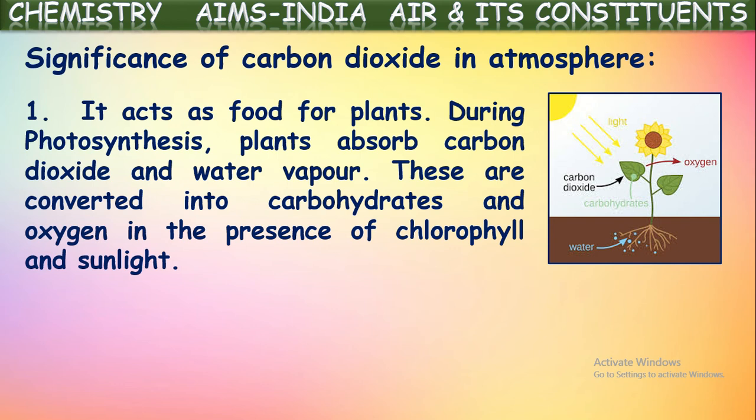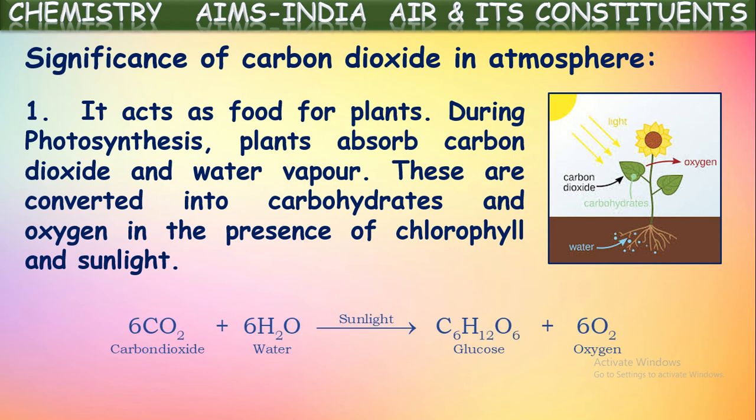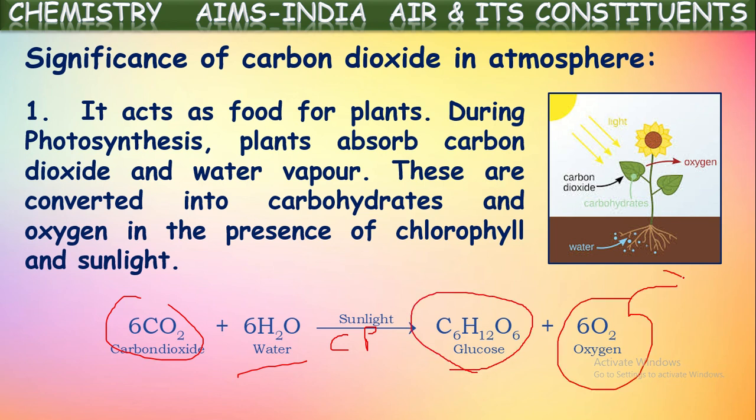Okay, that is one of the major uses of carbon dioxide. This reaction occurs during photosynthesis. Carbon dioxide and water will be combined in the presence of sunlight and chlorophyll. Carbon dioxide and water react with each other and form carbohydrates like glucose. Oxygen gas will be evolved out. So this will be the food for the plants. Okay, this is photosynthesis. In the photosynthesis process, carbon dioxide is a major component used along with water.